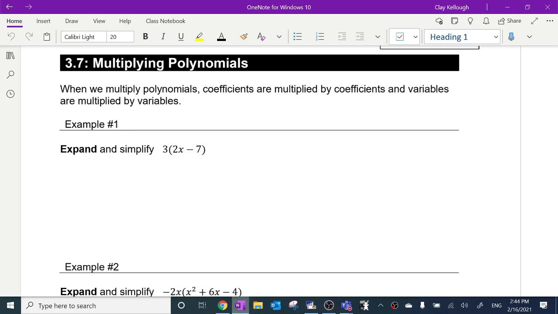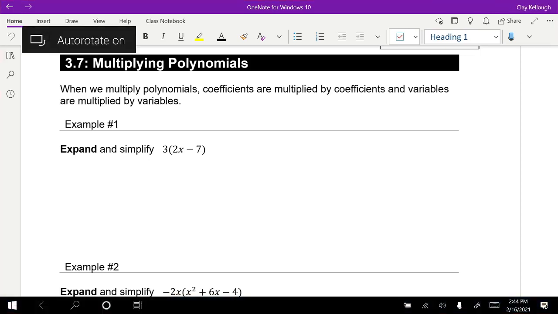Okay, so like I said, we're doing 3.7 multiplying polynomials. And the first example here should be grade 8 algebra. Should be a kind of a review for you, a refresher. We call this the distributive property of algebra. When you're doing algebra, BEDMAS never goes away, right?